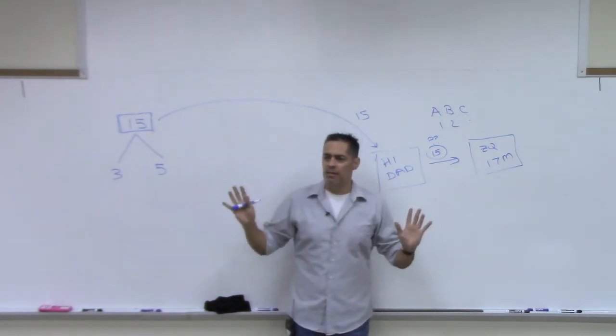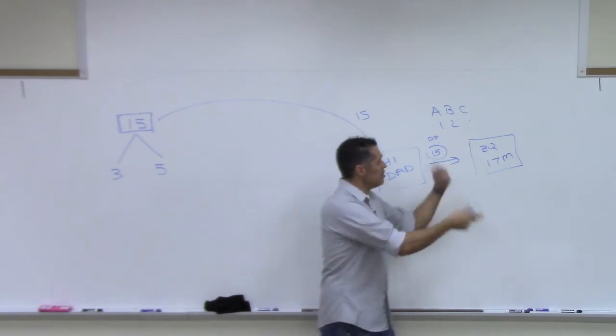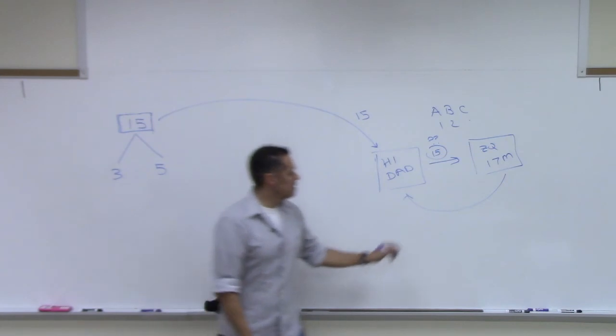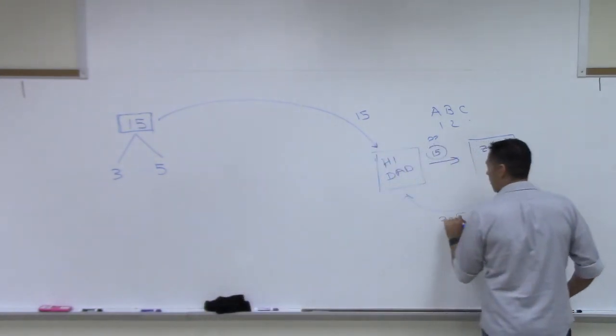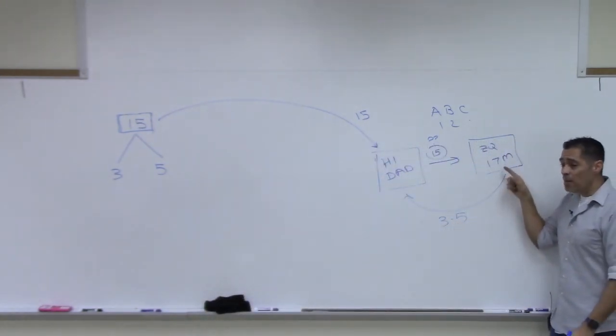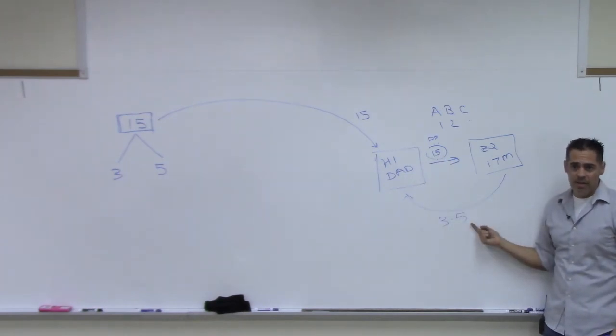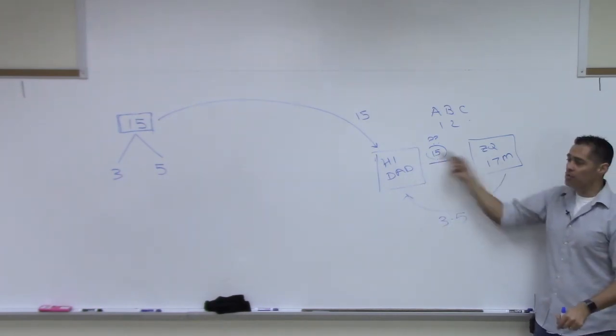Everyone can hear it. The only way I can unscramble it back to this, the only way I can do it is if I know that 15 is 3 times 5. That's the only way to undo it, is to know that 15 came from 3 times 5. There's no other way to unscramble it.